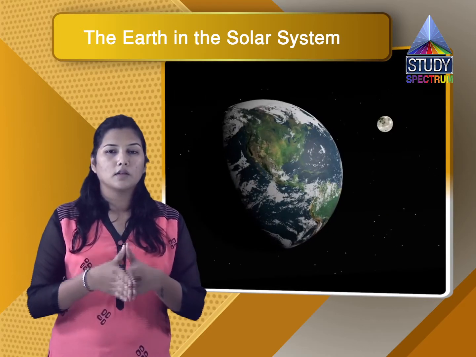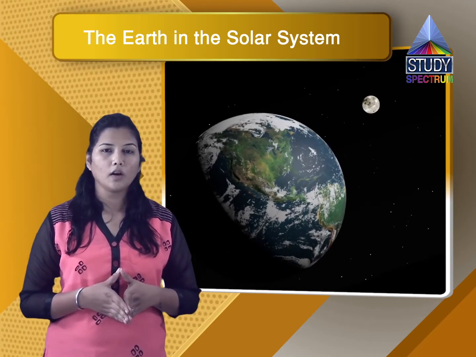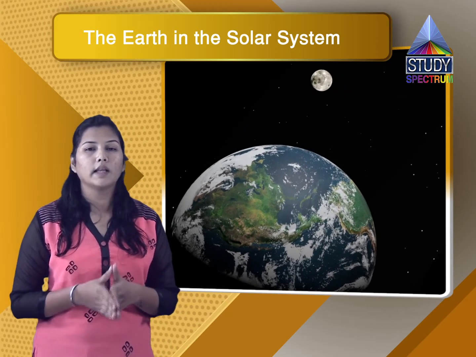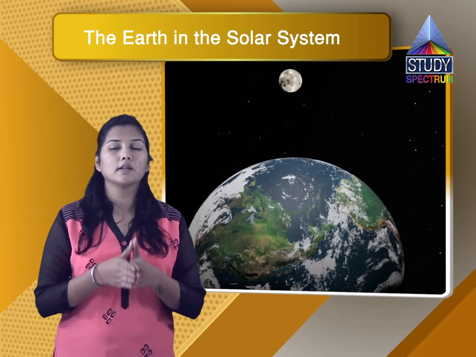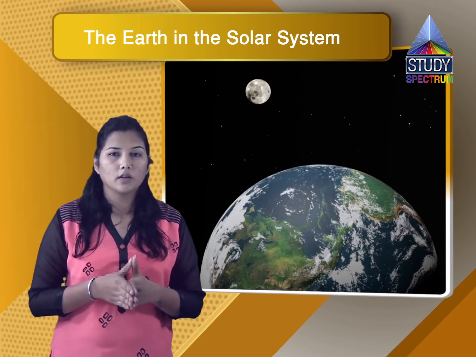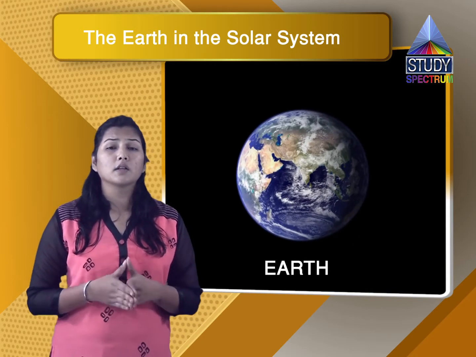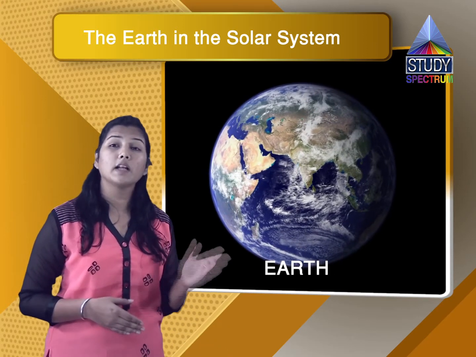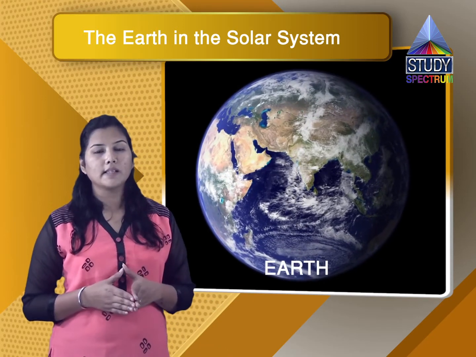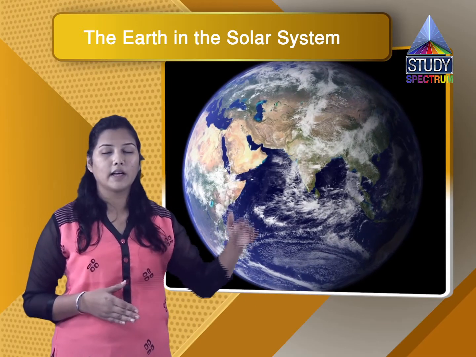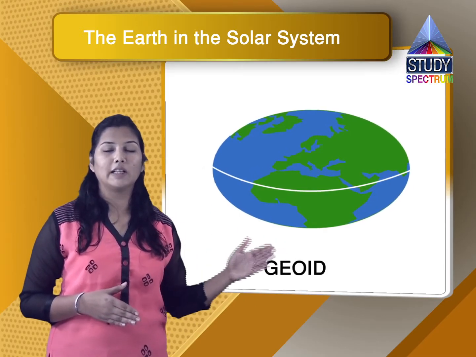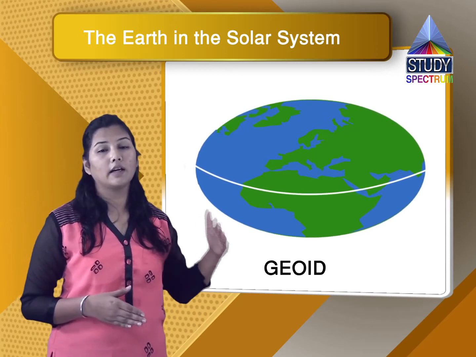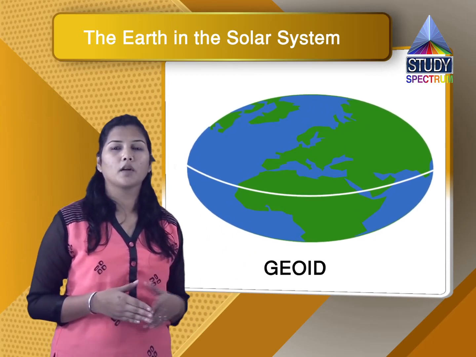Let us discuss Earth. The Earth's only companion is the moon, that is the satellite. Now, the Earth is the third nearest planet to the Sun, and it is the fifth largest planet. It is slightly flattened at the poles, because of which it is called a geoid. Geoid basically means an Earth-like shape.